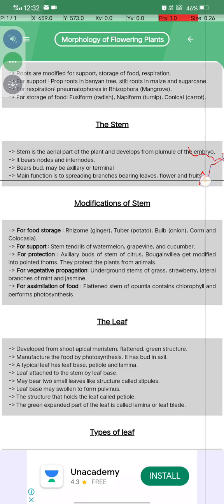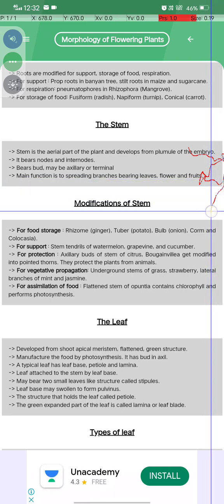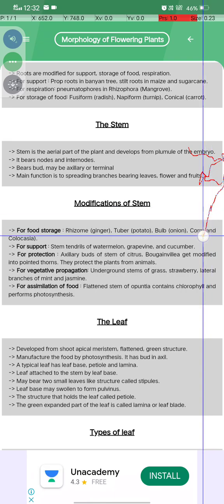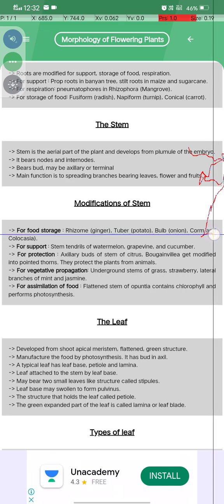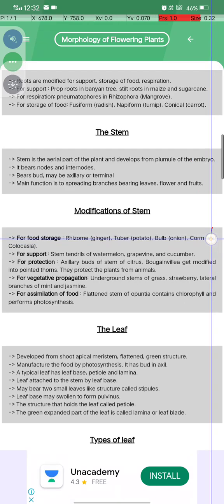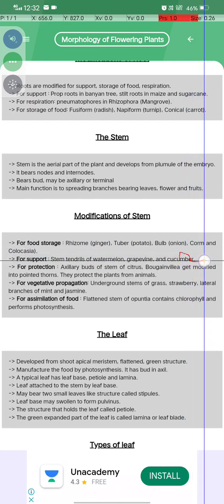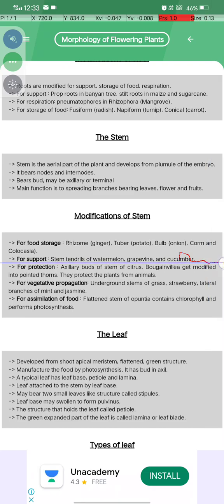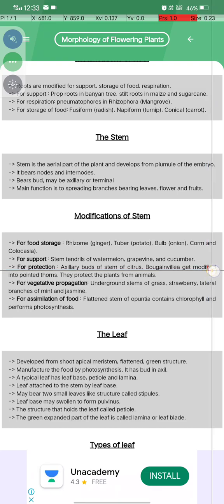Main function is to spread branches and bear leaves, flowers and fruits. Modification of the stem for food storage: rhizomes, ginger; tuber, potatoes; bulb, onion; and corm, colocasia. For support, stem tendrils of watermelon, grapevine and cucumber.